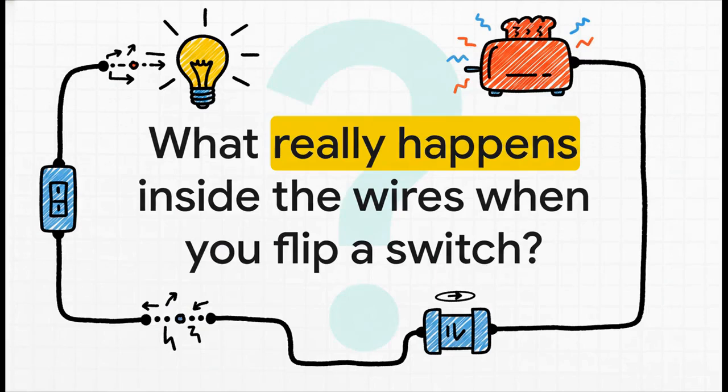I mean, think about it. You flip a switch and boom, a room is flooded with light, almost instantly. It feels like magic, doesn't it? But it's not. It's just science. So what's the secret? What is actually going on inside those wires to make things glow and heat up and just come to life? Well, let's find out.